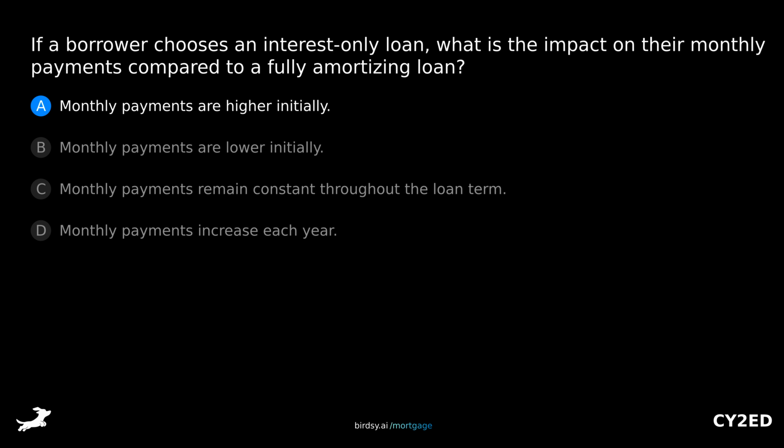Is it A, monthly payments are higher initially? B, monthly payments are lower initially? C, monthly payments remain constant throughout the loan term? Or D, monthly payments increase each year? The answer is B, monthly payments are lower initially.